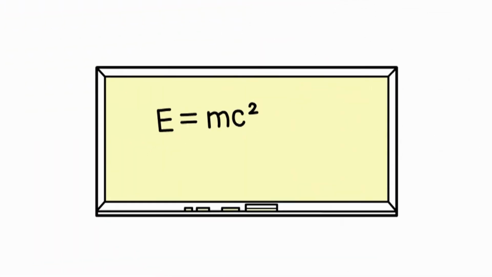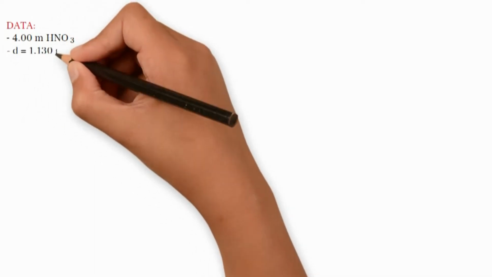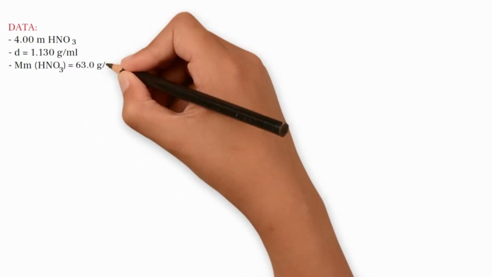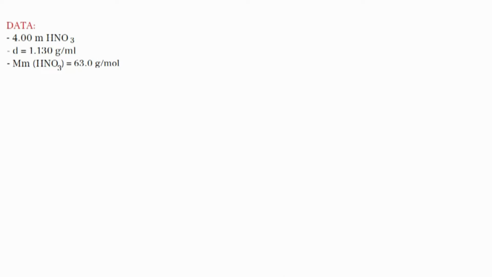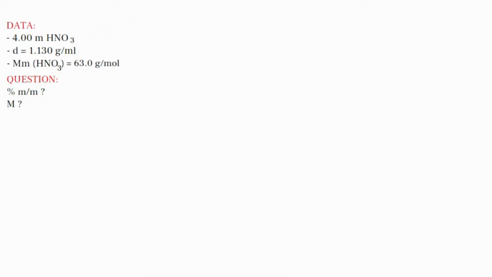Let's move to the sixth problem, but let's change also the blackboard because I was bored of the old one. So let's write the data. We have 4 molal solution of nitric acid. The density is 1.13 and the molar mass of nitric acid is 63 grams per mole. So those are the data, and let's see what is the question of this problem. So the question is, which is the percentage by mass and which is the molarity of this solution. So the problem is asking us to convert from molality to percentage by mass and to molarity.